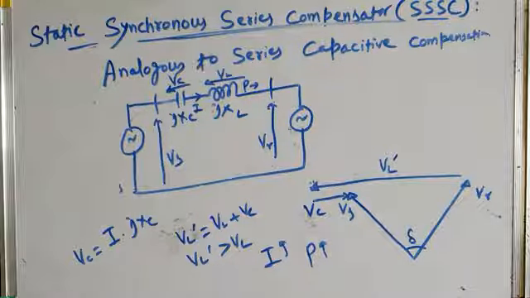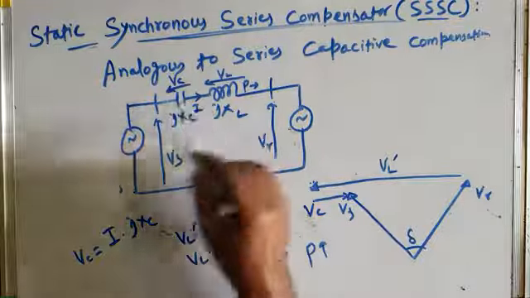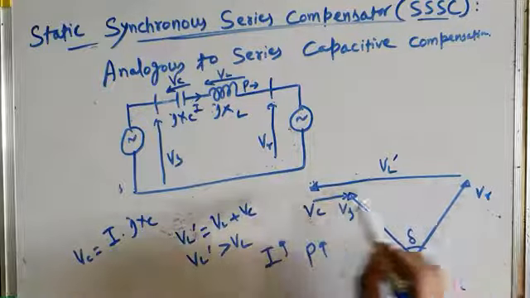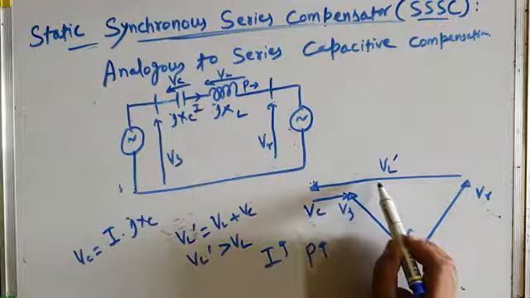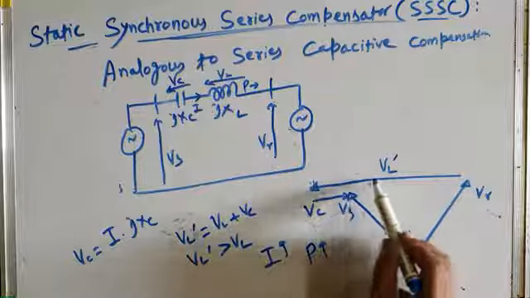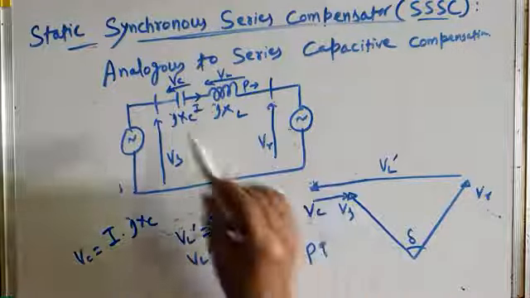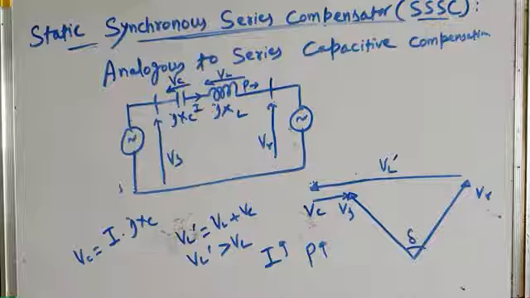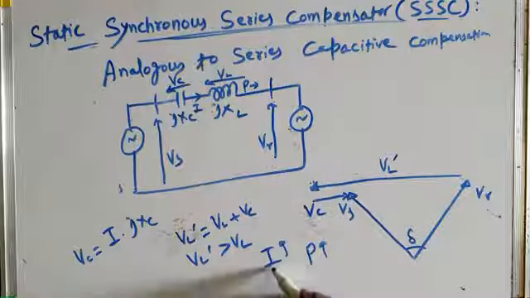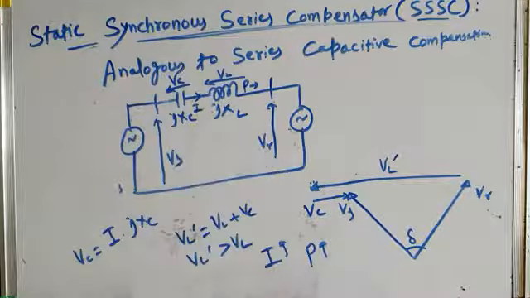So there are 2 points of view. We can understand this series capacitive compensation either from the point of view of transmission line reactance or from the point of view of voltage across the transmission line. From the point of view of voltage, the overall voltage across the transmission line grows. It is greater than that of the uncompensated line. It becomes greater by a factor of VC, where VC is the voltage across the series capacitor. And as the voltage increases, current increases. As current increases, the power transmitted over the line also increases.